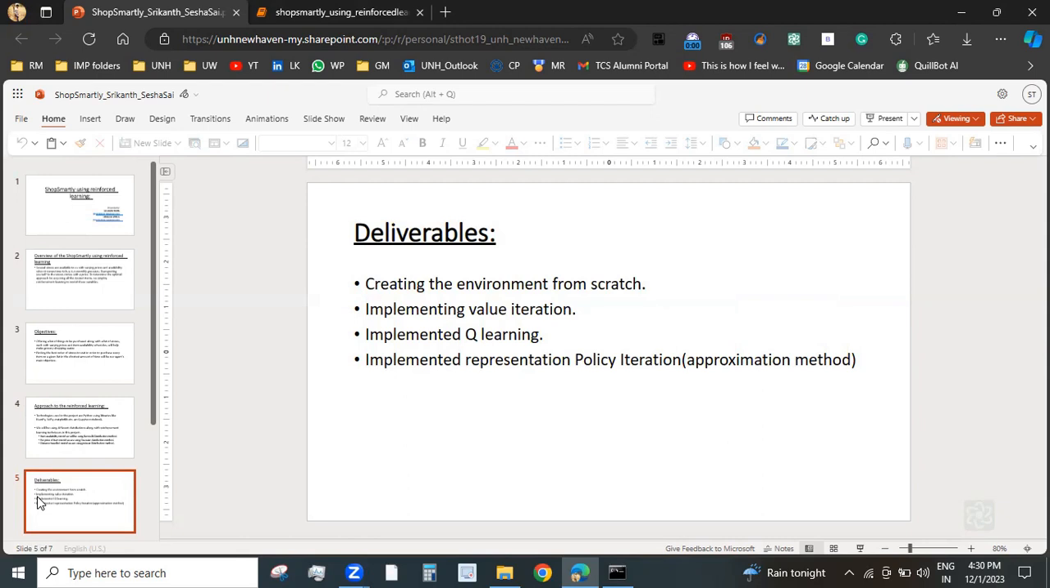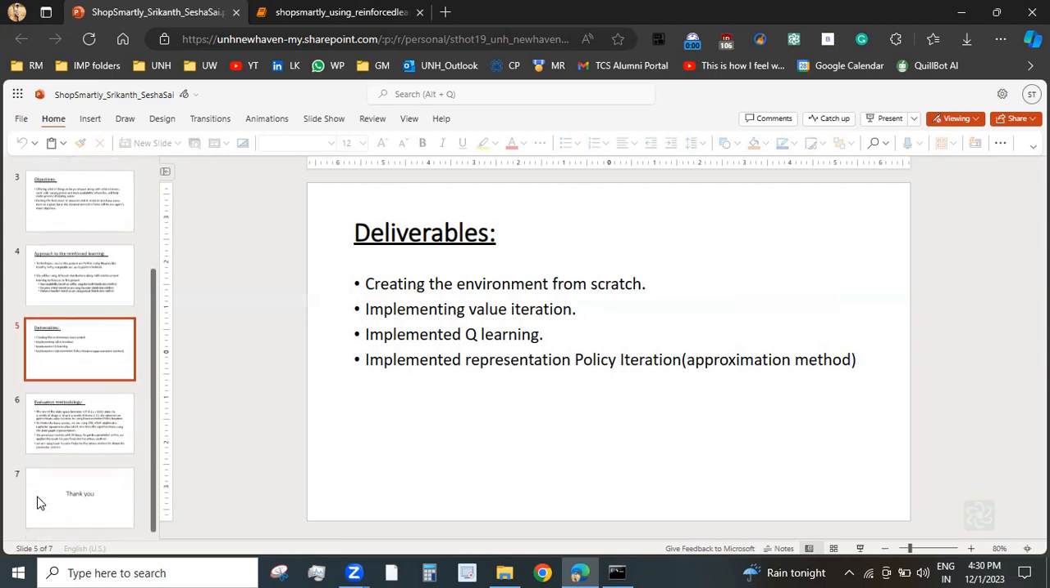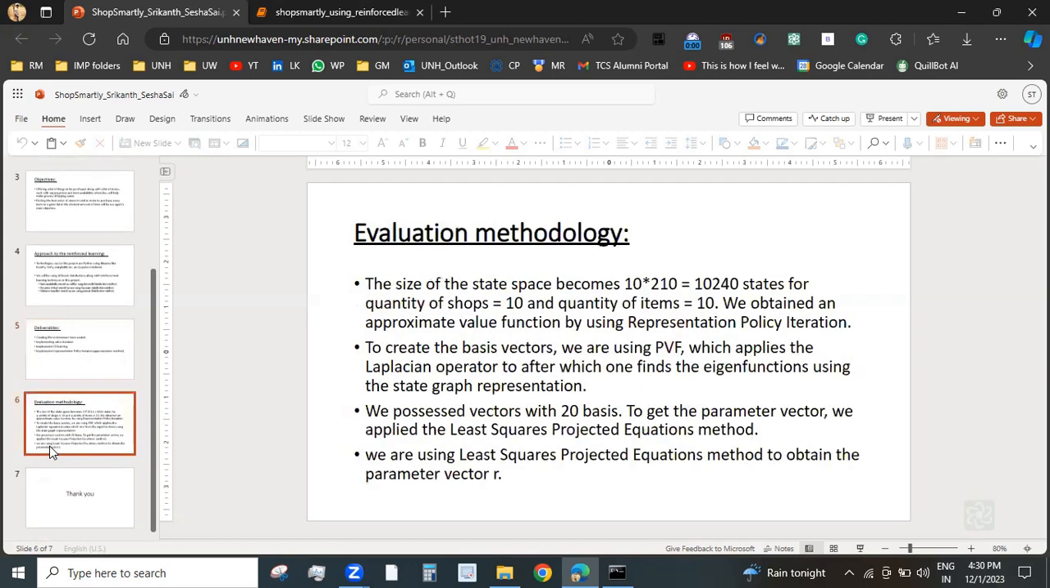We are also implementing the policy iteration method, also the approximation method, and we evaluate the methodology based on the number of the shops and number of the states, quantity of the shops and quantity of the items. We can get an approximate value function by using a representation of value iteration. So we process vectors using 20 bases to get the parameter vector. We apply the least square projected equation method to obtain the parameter vector V.